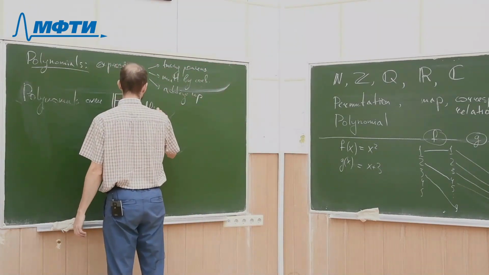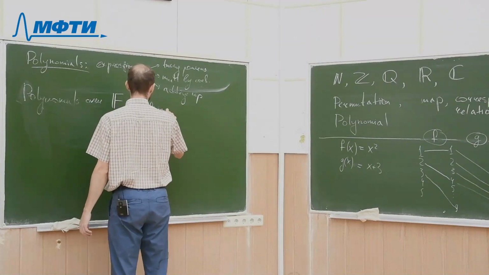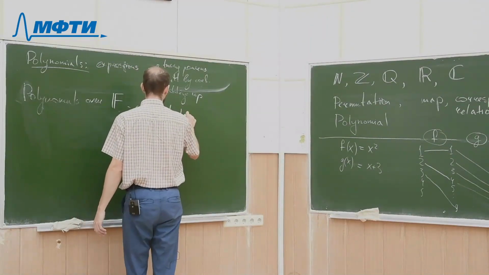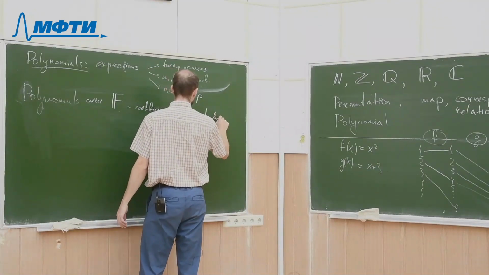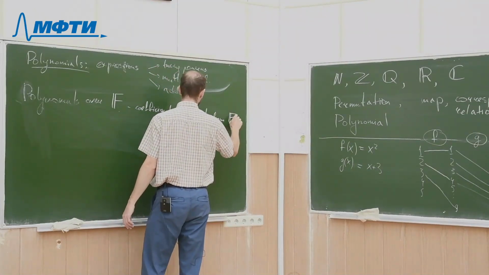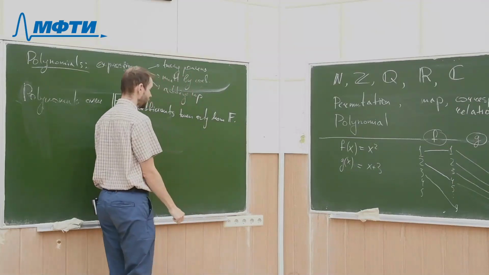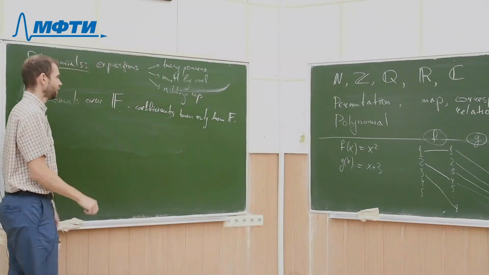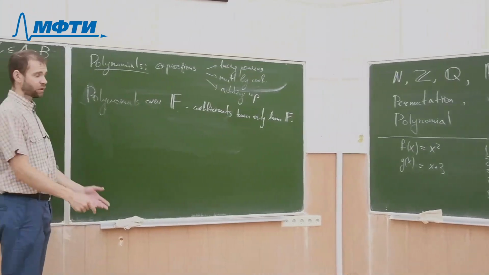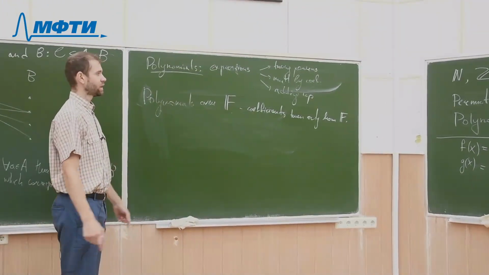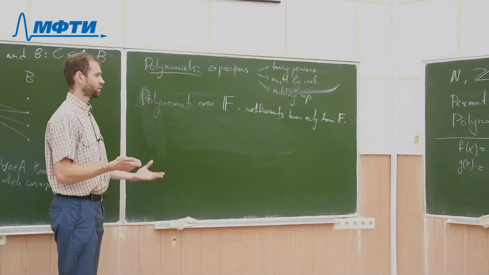Coefficients taken only from F, whatever F is. Also, let's recall that polynomials do not necessarily need to have only one variable. So polynomials can have multiple variables.